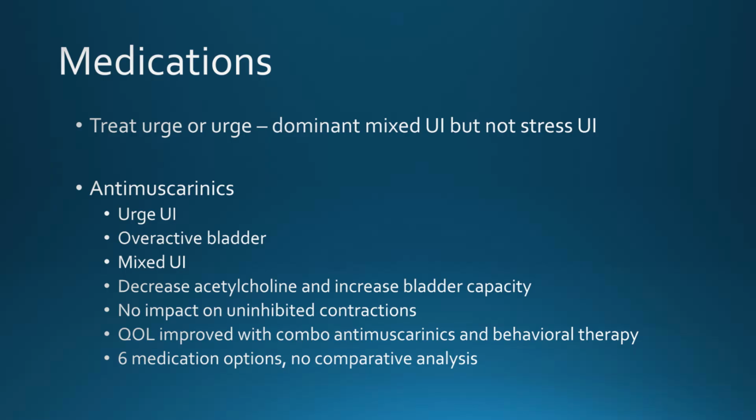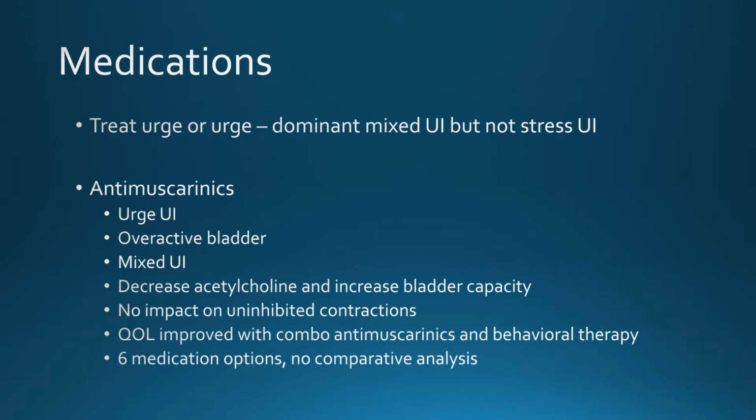With medication considerations, you want to treat urge or the mixed, but not necessarily the stress. It's the urge incontinence that really gets the emphasis for the medications. There are antimuscarinic medications that are used for urge incontinence. Some people call that overactive bladder. If you have urge heavily represented in the mixed urinary incontinence, then it's also amenable to antimuscarinics. They decrease the neurotransmitter acetylcholine, and it allows for an increased bladder capacity.